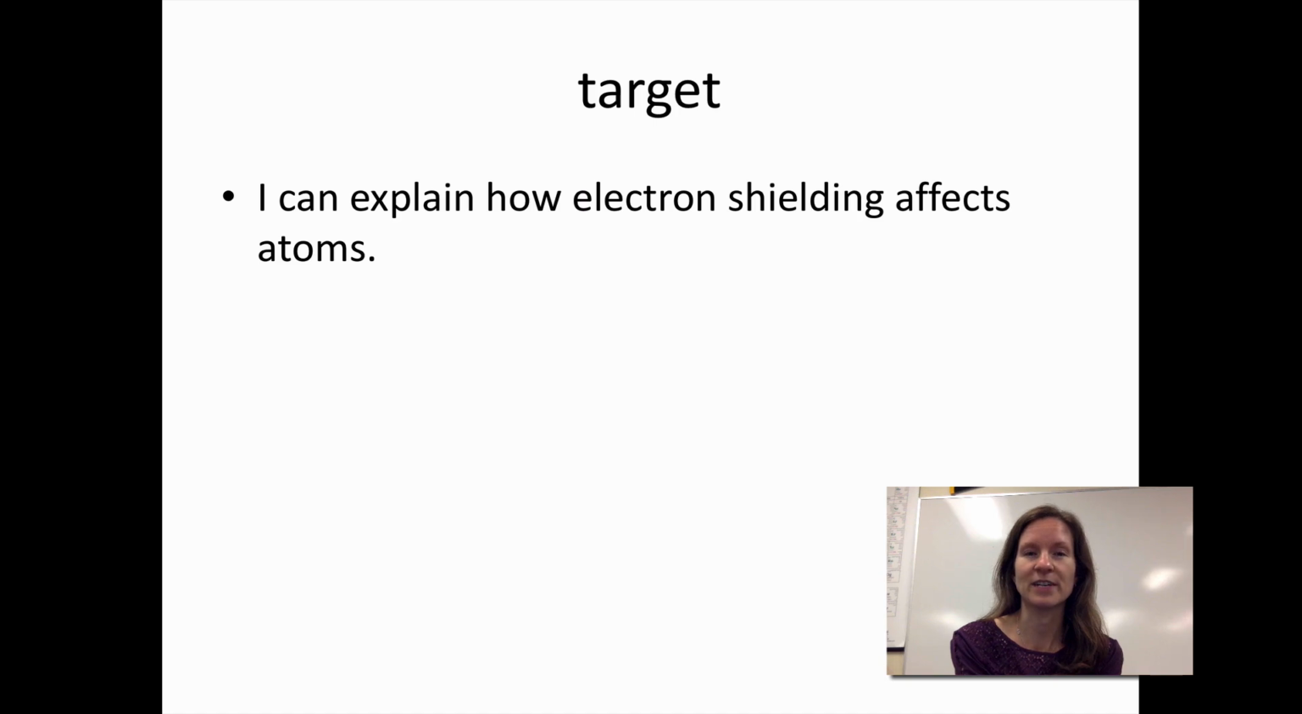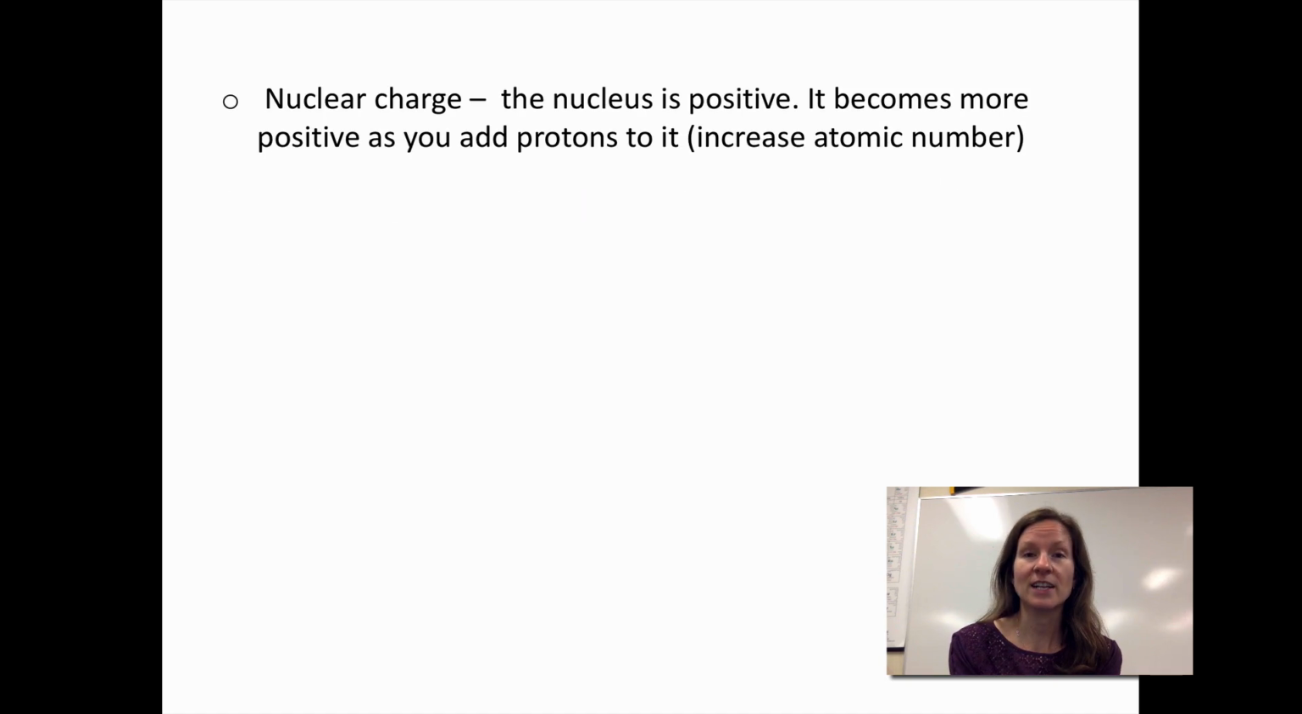This video will cover the learning target. I can explain how electron shielding affects the atom. So to understand electron shielding, you have to understand a lot of different terms and ideas of what's going on in the nucleus. So first and foremost, the nucleus is positive. We've talked about this before.